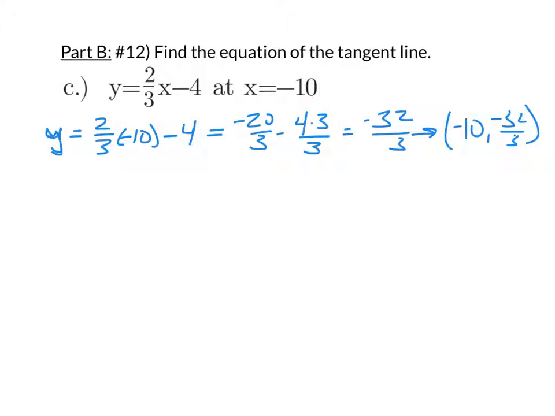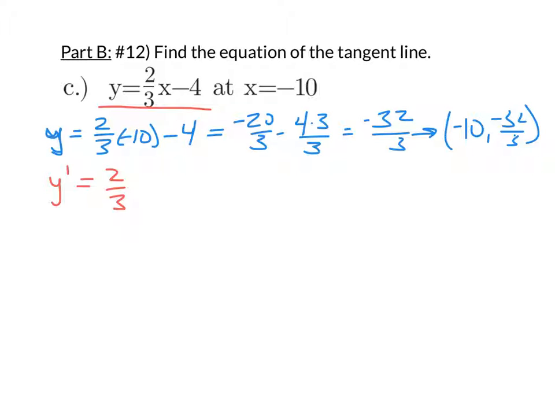Now that we have a point, we have to find the slope. And that's going to come from the derivative, and the derivative of 2/3 x is 2/3. The derivative of minus 4 is 0. So our slope is 2/3, no matter where we're talking about, which kind of makes sense because y equals 2/3 x minus 4 is a line with a slope of 2/3.